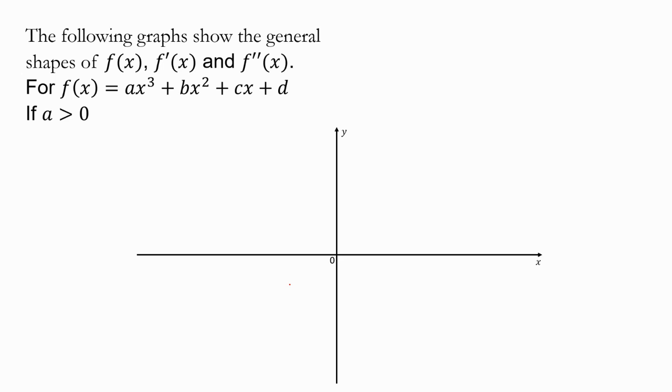Okay. Right, we're going to have three graphs here: the graph of f of x, the graph of the first derivative, and the graph of the second derivative. And then we're going to look at the two situations: when a is greater than 0, when a is positive, and when a is negative. Right, these are the three graphs. Let's start with the first one.